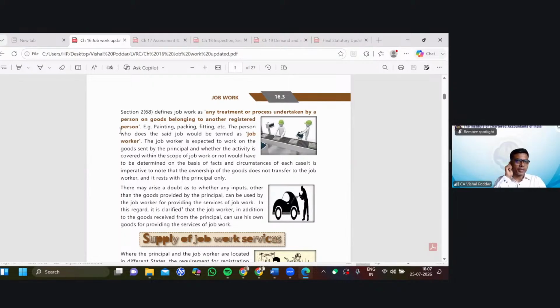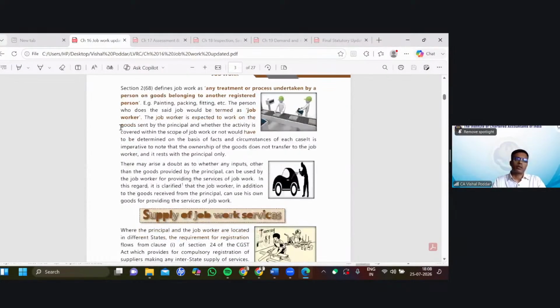So in the definition itself, they have incorporated certain requirements. First, the principal should be a registered person, and the goods on which the job worker is performing his process should belong to the principal. The job worker is only expected to carry out the work on the goods sent by the principal, and whether the activity is covered within the scope of job work or not would have to be determined on the basis of the facts and circumstances of each case.